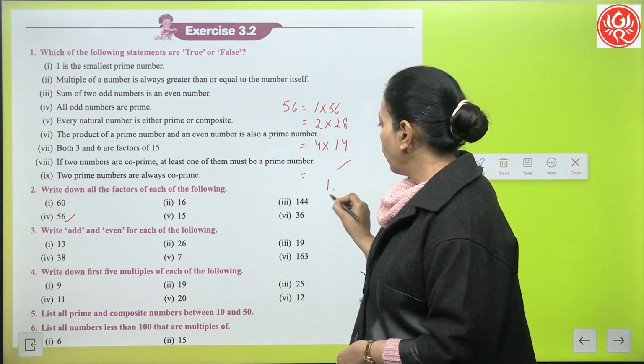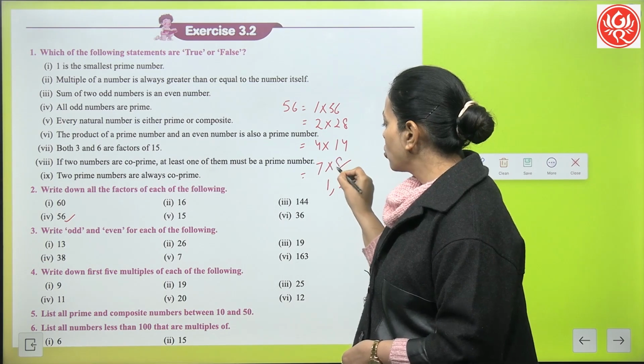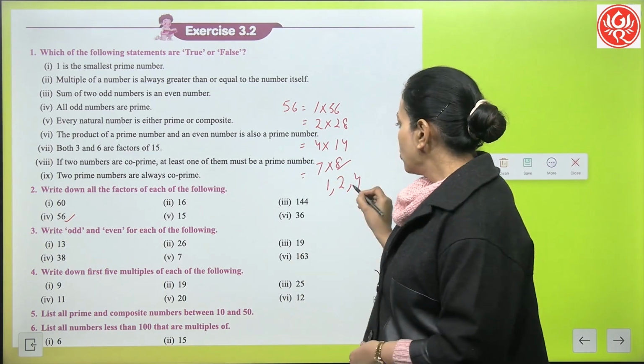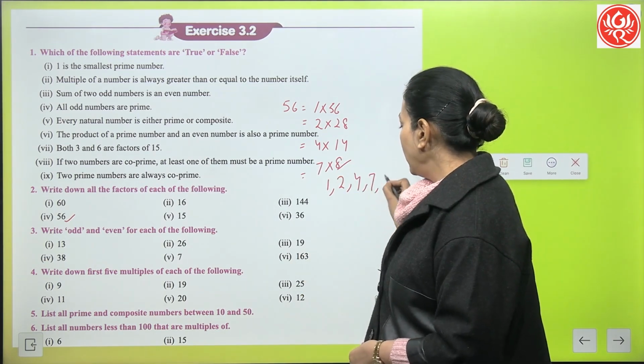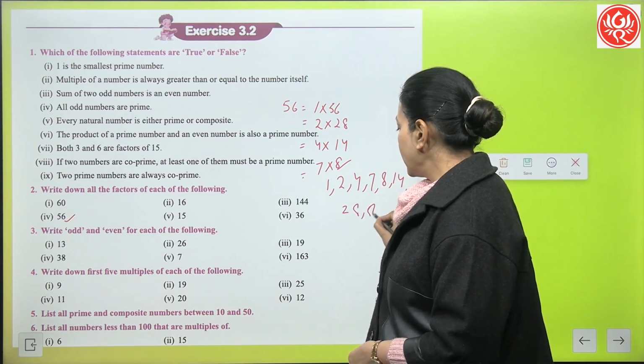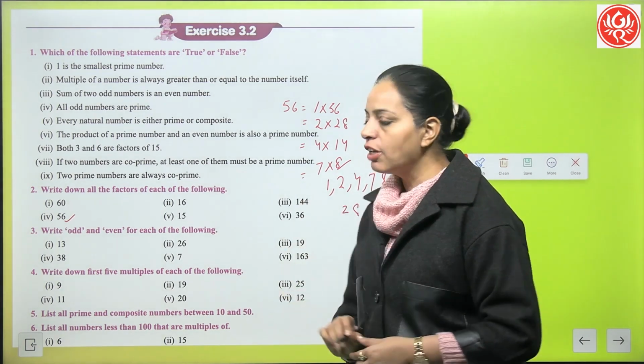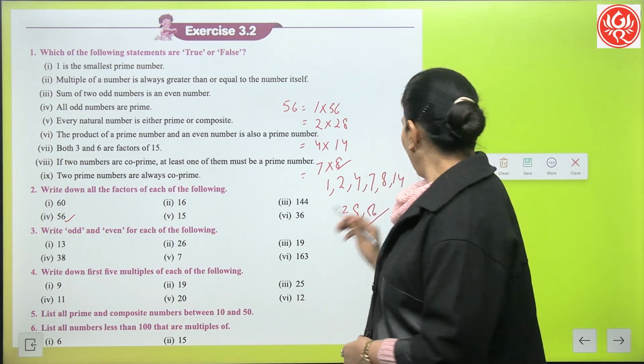So what are we getting? 1, 2, 4. It is divisible by 7 also: 7 into 8. So 1, 2, 4, 7, 8, 14, 28, 56. So like this we can find the factors. So here some numbers are given. You can try these on your own.